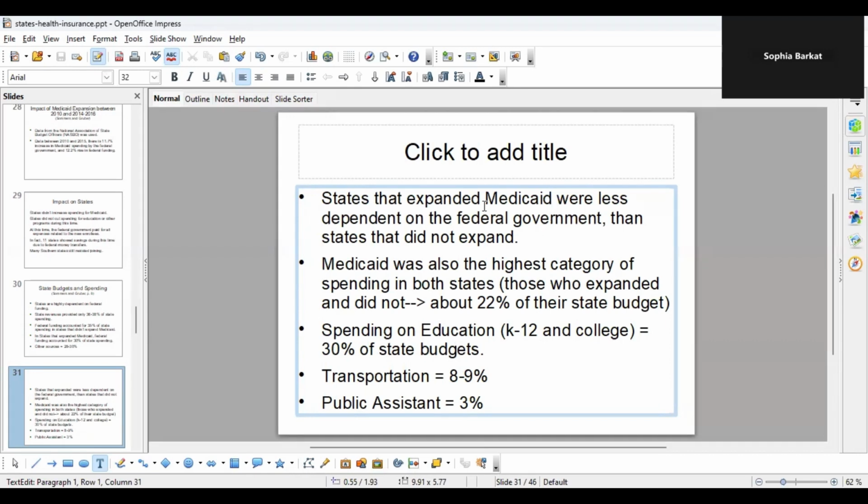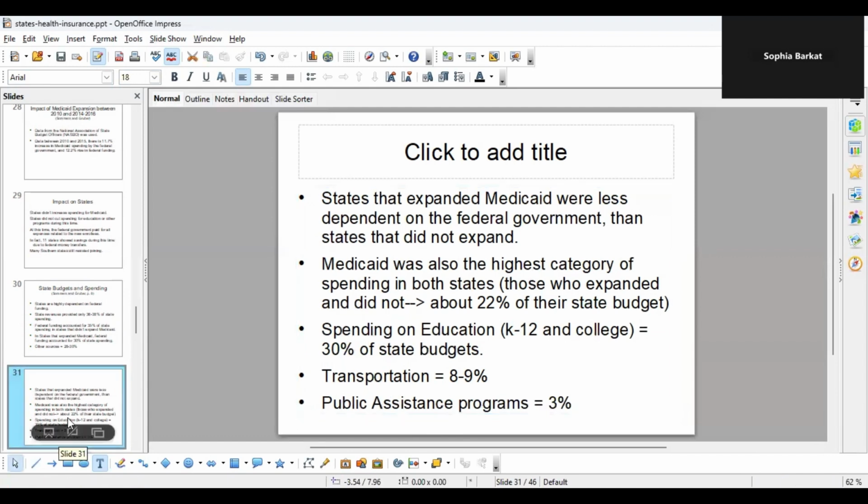And states spend on average 30% on education for K to 12, meaning from kindergarten to 12th grade, and college. On transportation, states spent 8 to 9%, and for public assistance programs, only 3%. So this is what states were doing across the board in the US, right? On average.